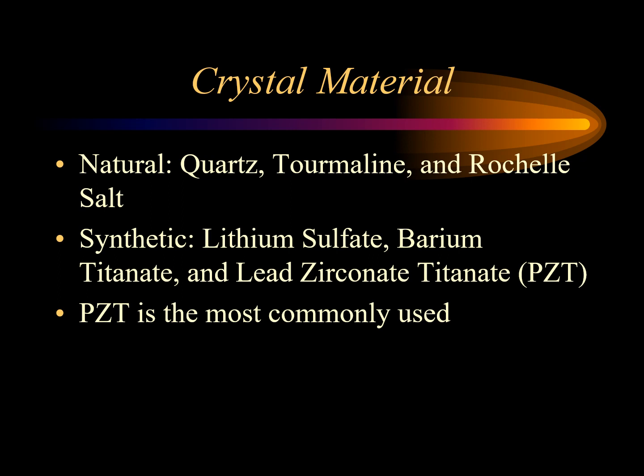These are some types of crystal materials: natural, quartz, tourmaline, and Rochelle salt, and synthetic or man-made materials, lithium sulfate, barium titanate, and lead zirconate titanate, commonly known as PZT. And PZT is the most commonly used crystal material that is found in ultrasound transducers.